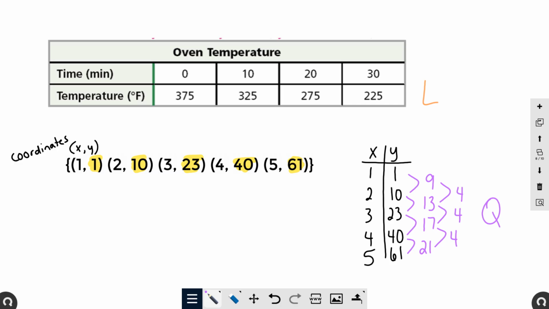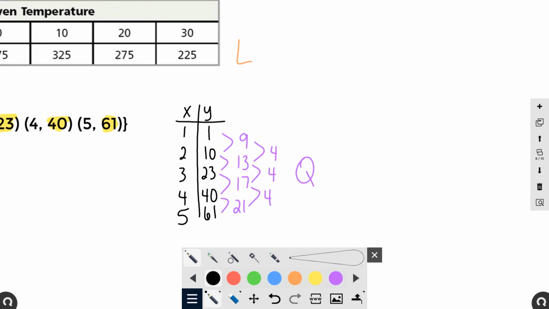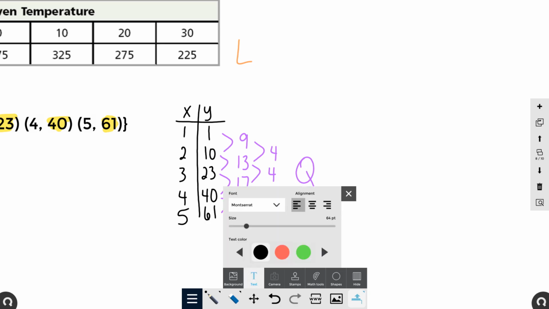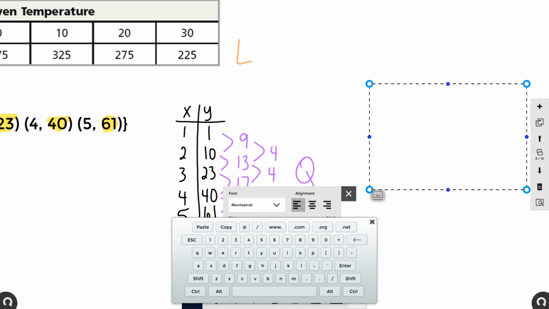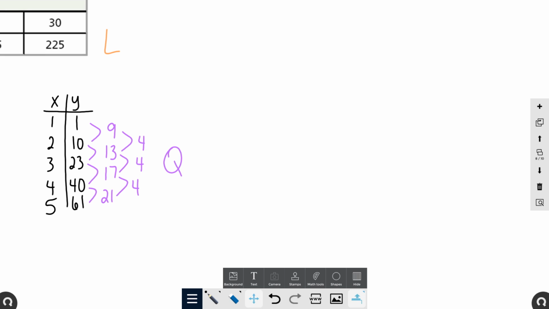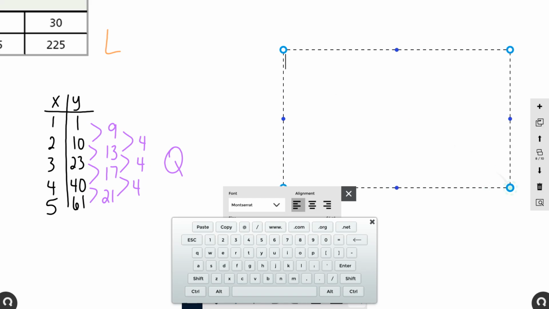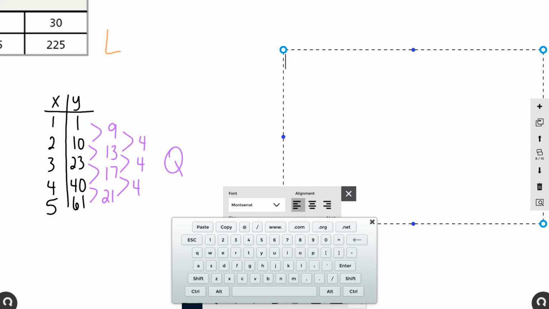There's one last thing that we have to do. I'm not going to turn the page because who knows how long it will take. So I'm just going to do it on this page. And we have seen our information here in lots of different ways. We've seen information given to us in tables, in graphs, and in coordinates.